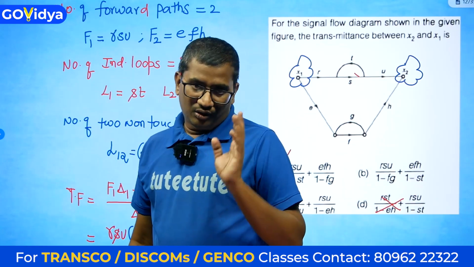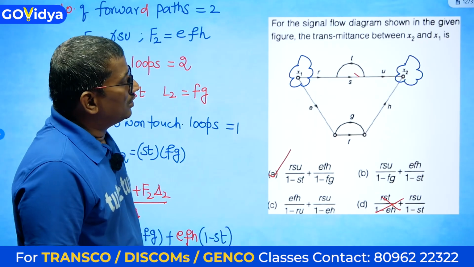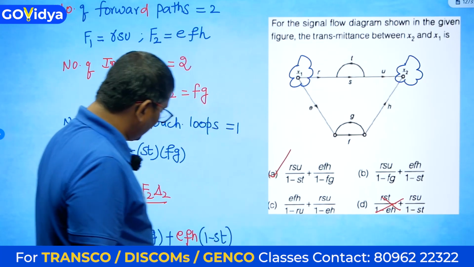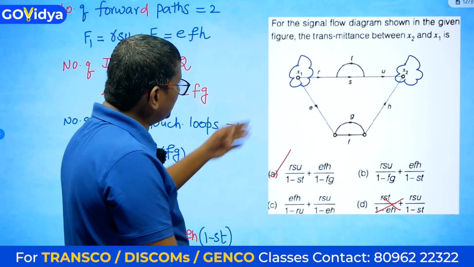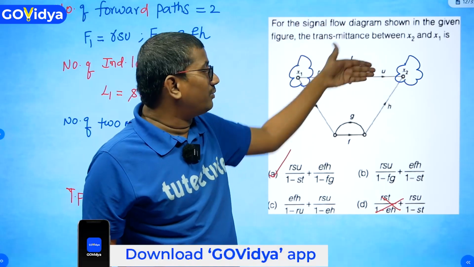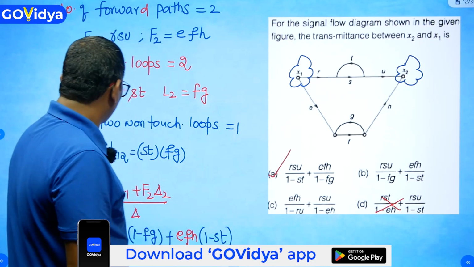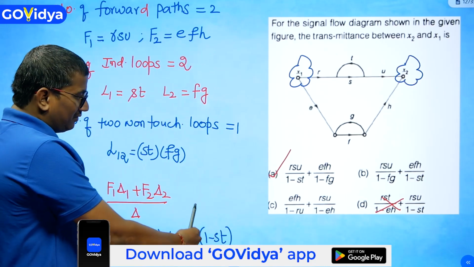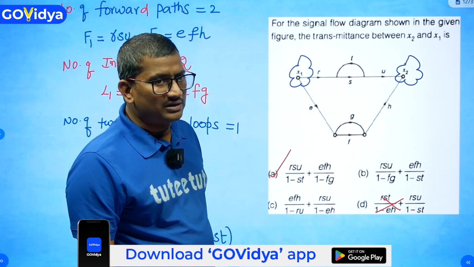Whenever any two non-touching loops are coming into the picture, you have to be careful. The reason is, even if you are able to calculate the delta, if you forget delta 1 and delta 2, which are most important. Why? Because in this particular forward path, the delta 1 value is nothing but the loop which is not touching this forward path, this one only. Similarly for this, this is the non-touching one. So this is how we are going to solve. Finally, the answer is option A. Here we have written it directly, but the examiner has given it in fraction form. If you rearrange it, you will get the same answer.